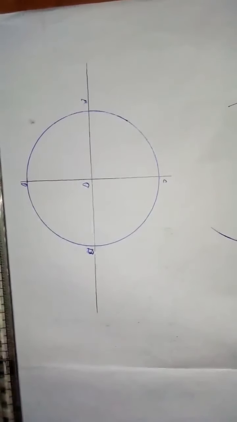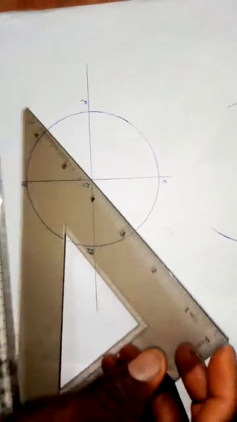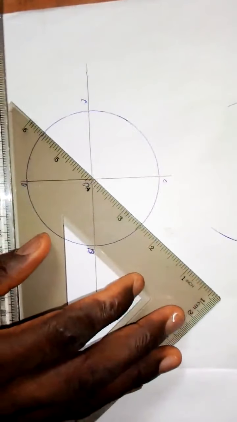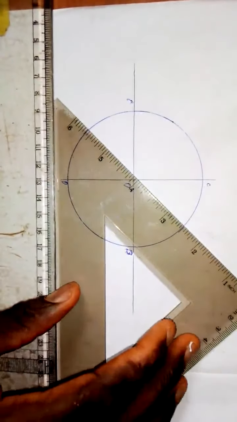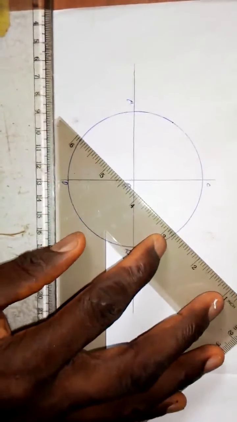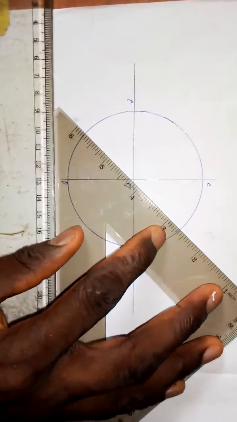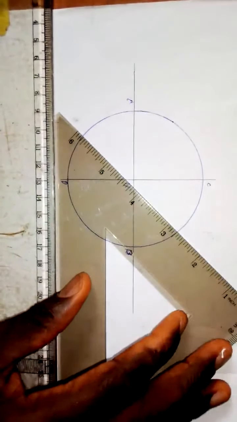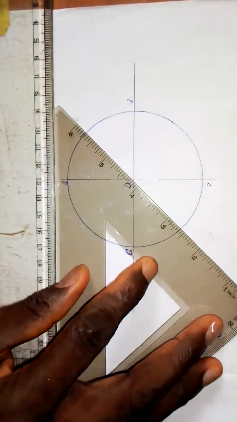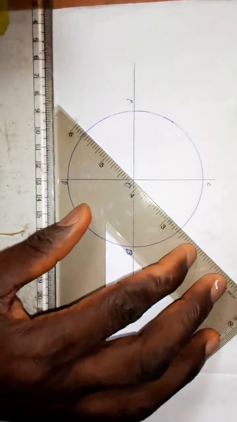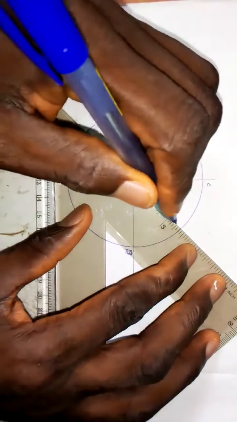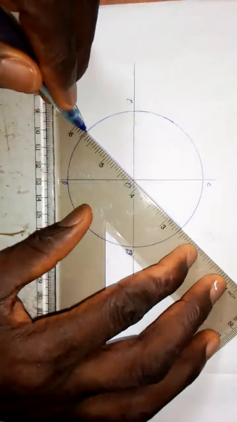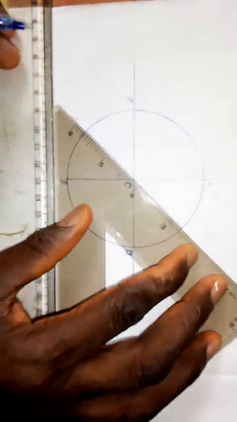Okay. So after you have labeled the lines, then you take a 45 degree set square, set it like this. Let the set square rest on the edge of the T-square. Set it like this, and take it to point O, the point where the horizontal and the vertical line intersect. Draw a line. When it touches the circumference of the circle, stop it there.